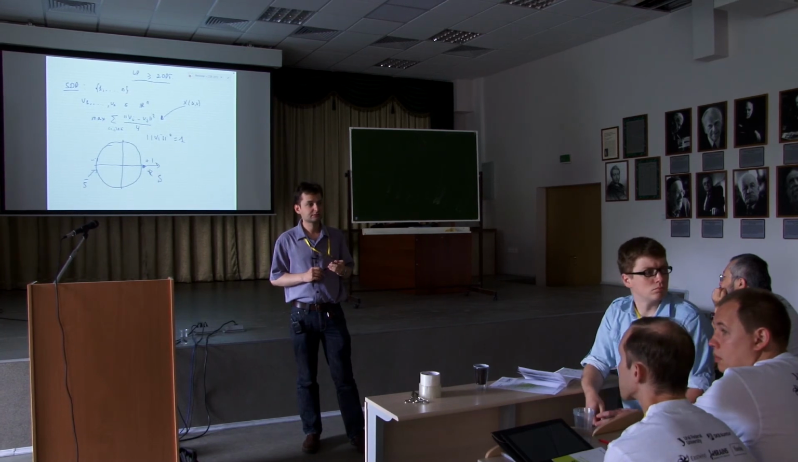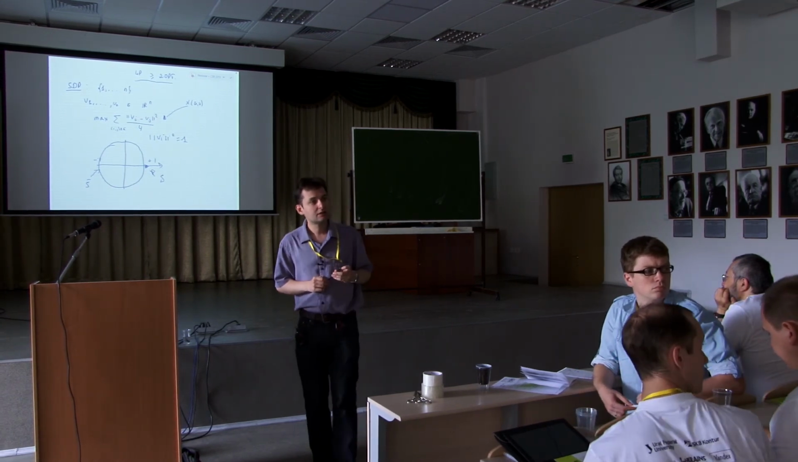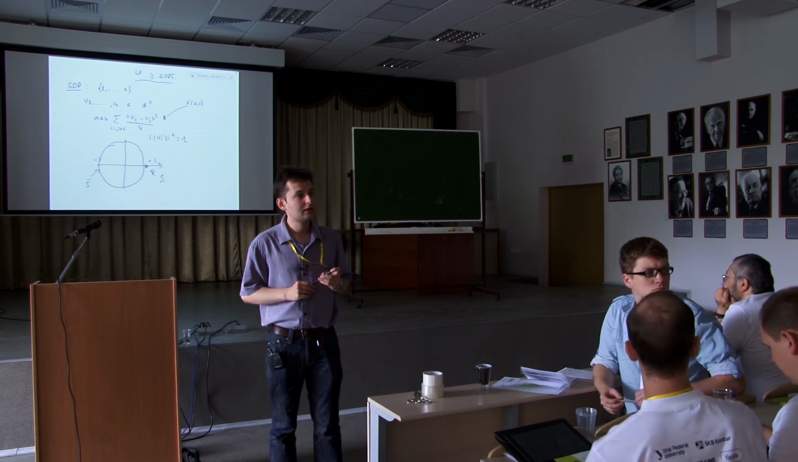I didn't understand the reduction. So what do we do with our graph? How do we place values?